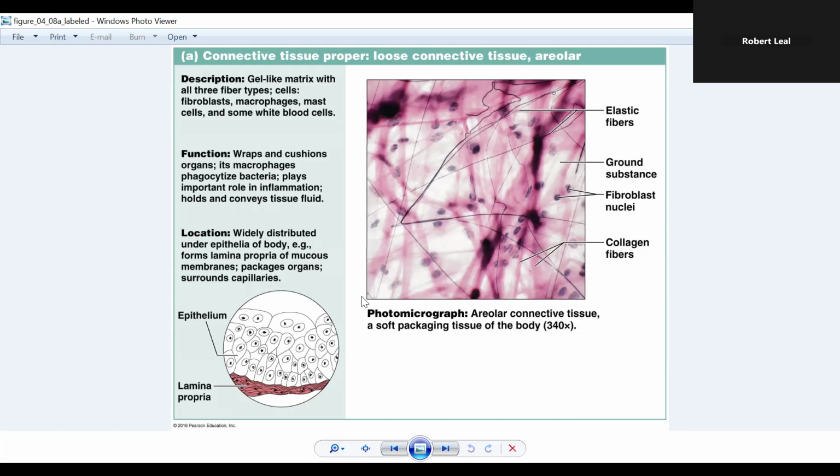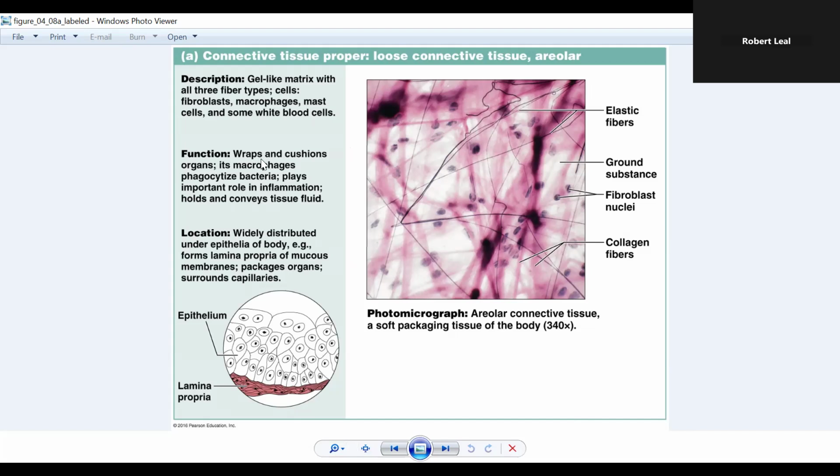And basically, this type of tissue connects epithelial tissue to deeper tissues within the body. So let's think of the top layer of your skin. This tissue will connect to deeper tissues in the body. Or if you're in a cavity within an organ, maybe a digestive organ, it's connecting the epithelial tissue within the organ to deeper structures in the body as well.